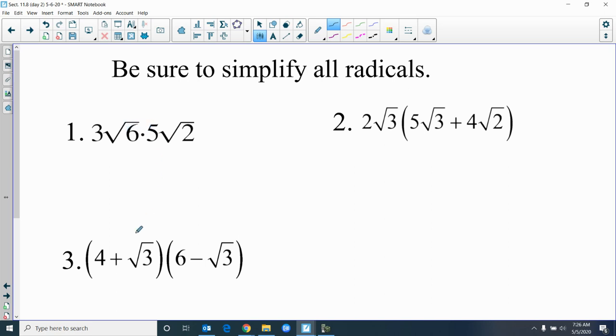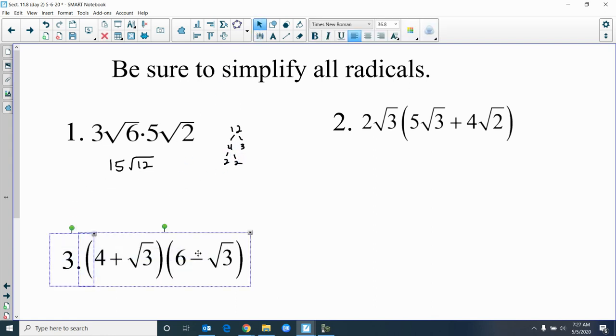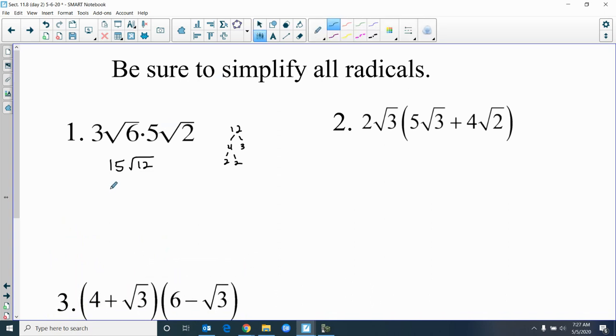Now, remember, this is not a FOIL problem because you don't have a plus or a minus in between here. This is just multiplying two terms, and you just take the outsides together. You take 3 times 5 is 15, and then you take 6 times 2, which is 12. Now, you always have to reduce. 12 is 4 times 3, 2 times 2 times 3. And then the 2's come outside and multiply by that 15. And that would be our final answer.